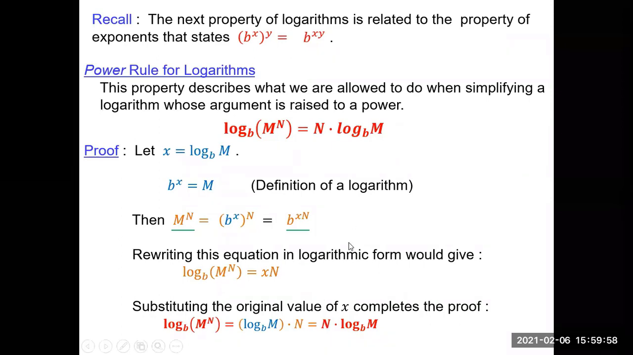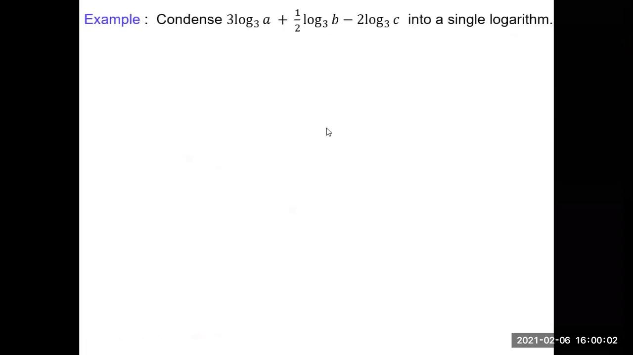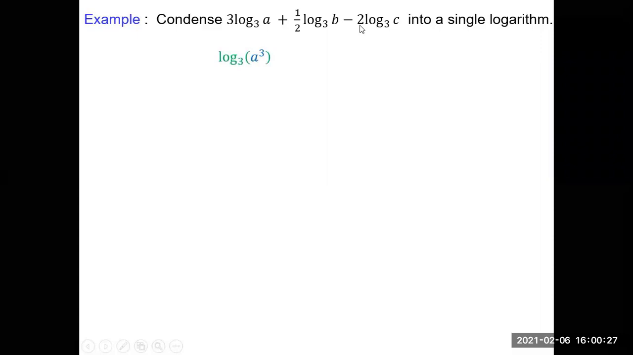So this is actually a pretty simple property to use and a pretty powerful property to use because this allows us to say that if I want to condense an expression and I see coefficients in front of a logarithm, each of those coefficients can become the power of the argument. So this coefficient of 3 will become a power of 3. This coefficient of 1/2 becomes a power of 1/2. And this coefficient of 2 becomes a power of 2.